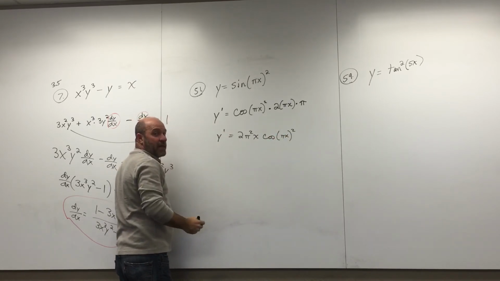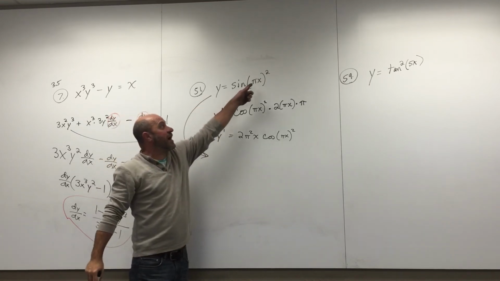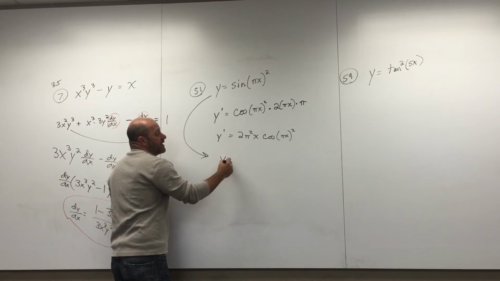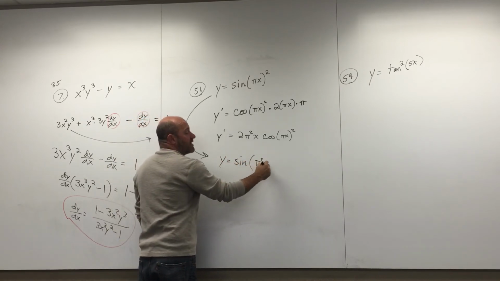That was kind of funny. You know, I want to show you something. I could have avoided a little bit of that work. If I just would have squared that, watch, I could write this differently. I can write this as the sine of pi squared x squared.